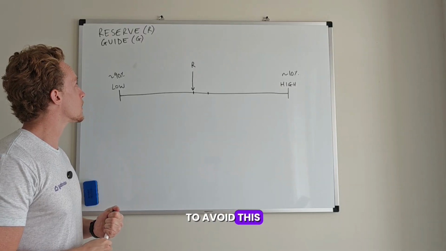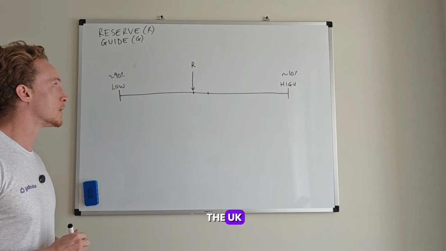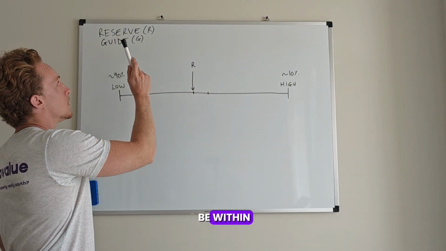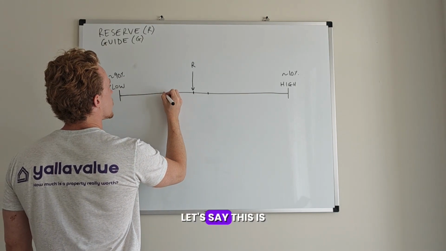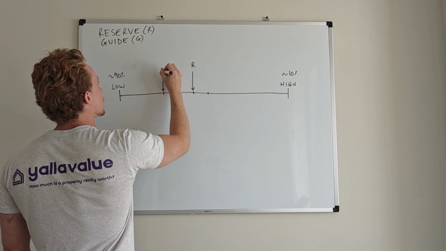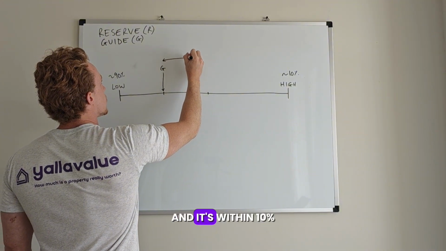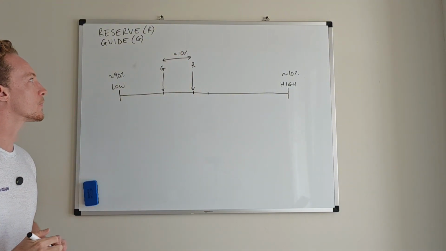To avoid this, industry standards have developed over time. So for example, in the UK, the standard is that the guide ought to be within 10% of the reserve. So let's use that. Let's say this is our guide. This is the price that's advertised to the public, and it's within 10% of the reserve.